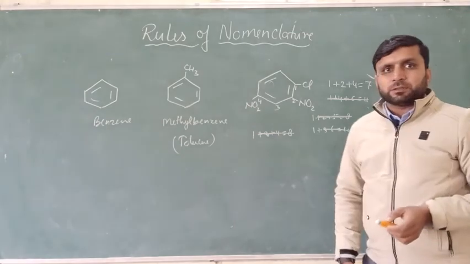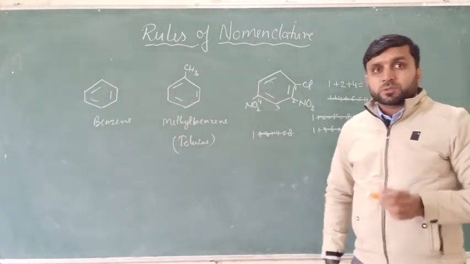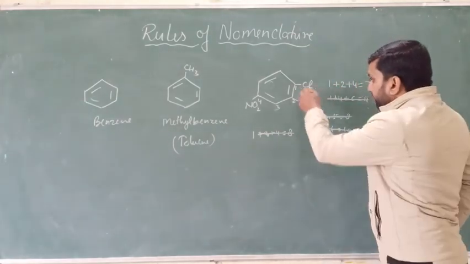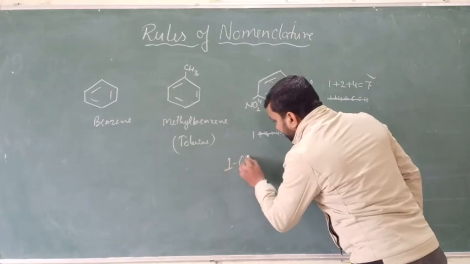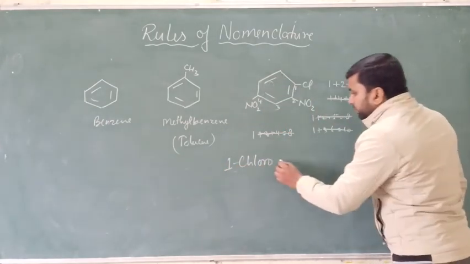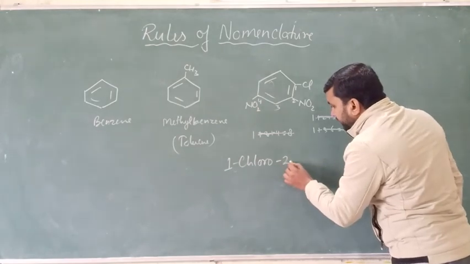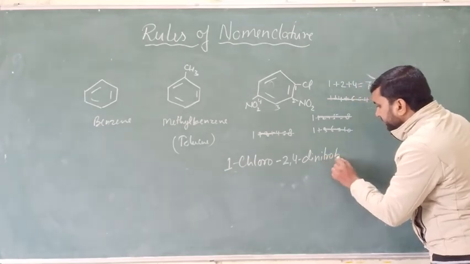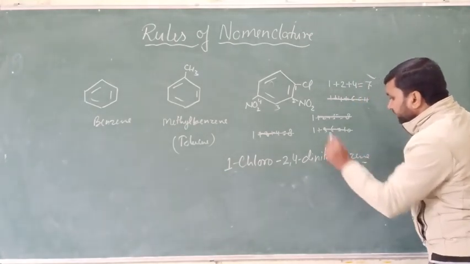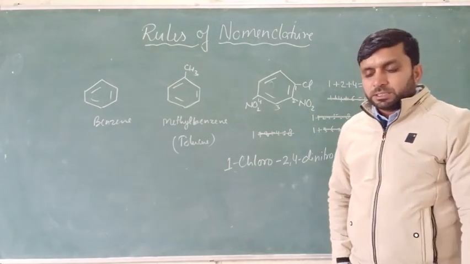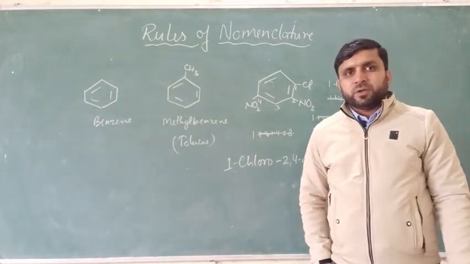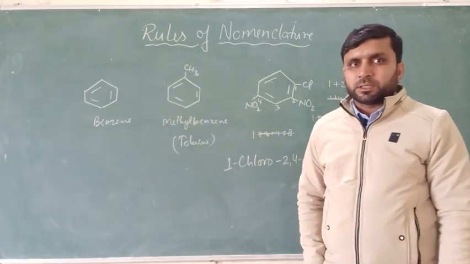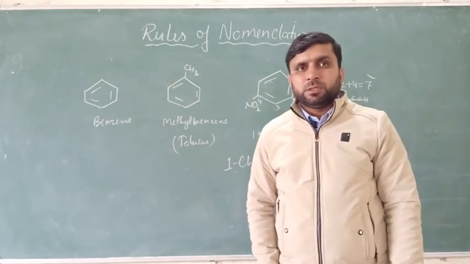See, this NO2 is nothing but nitro, and Cl is chloro. Chloro starts with C, nitro starts with N, so chloro will be written first, means 1-chloro. Now at the second and fourth positions nitro is there, 2,4-dinitro benzene. So this will be the name of this compound. Dear students, with this the rules of nomenclature are completed. If you have any doubt, you can write in the comments and I can explain. In the next class we will discuss isomerism.